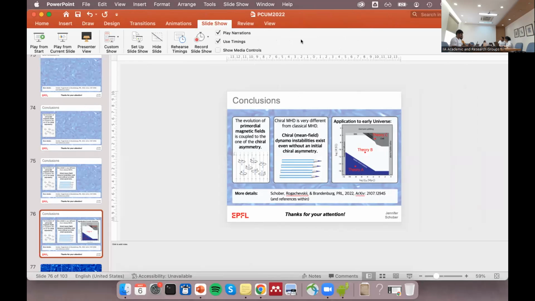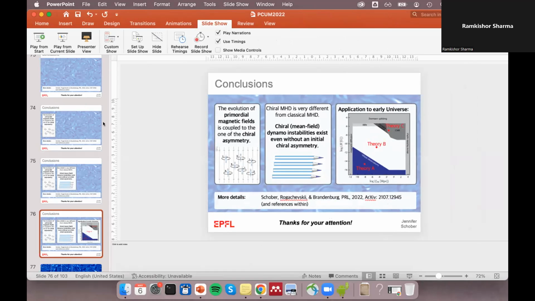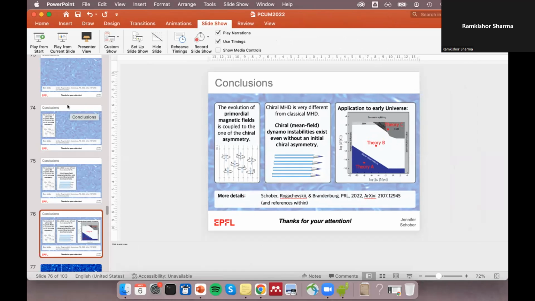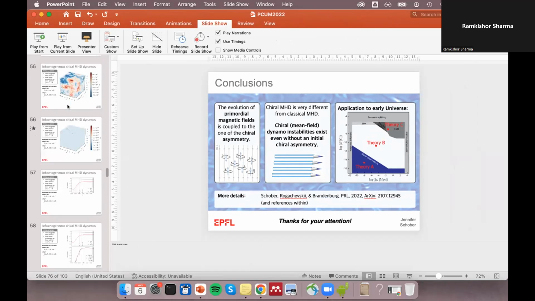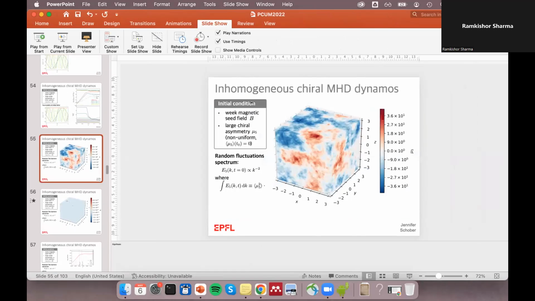Hi, am I audible? Yes. Thank you, Jennifer, for this very interesting talk. I have just a very quick question, regarding these fluctuations of mu5. So for a realistic case, you took a spectrum like k^-2 for the mu5. Yes, this is one example. Okay. And it seems it will have more power on the large scales. Yes. And so do you have large magnetic fields generation in this case? And can this be realized, or is this a physical or realistic spectrum?